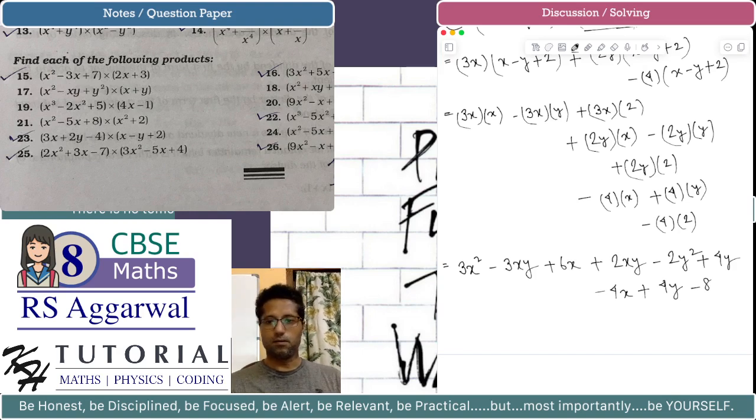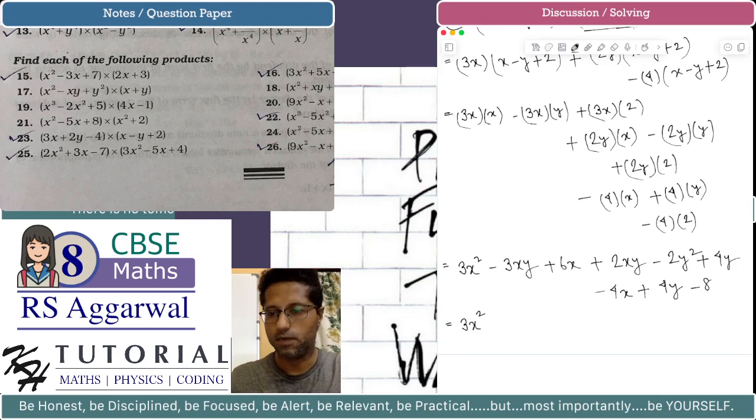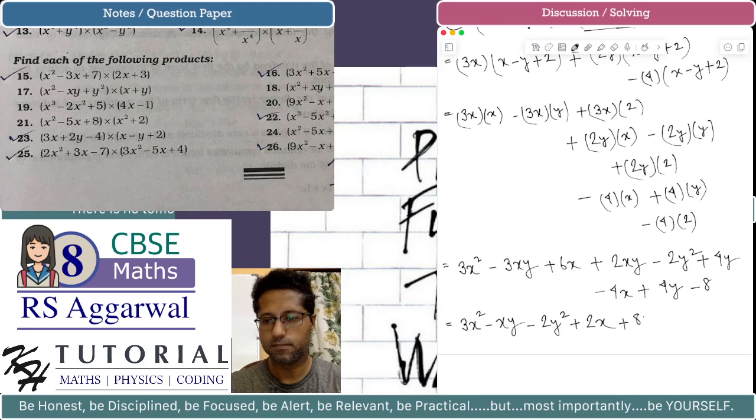Okay, so this is equal to 3x square. We have to add up the similar terms. So we can see minus 3xy and plus 2xy, that makes minus xy. Then we see a minus 2y square, and then we see 6x plus minus 4x, that is 2x, and we see plus 4y and plus 4y, that is 8y, and we see minus 8. This is the final result.